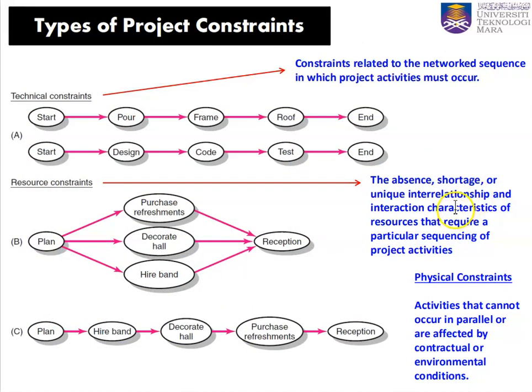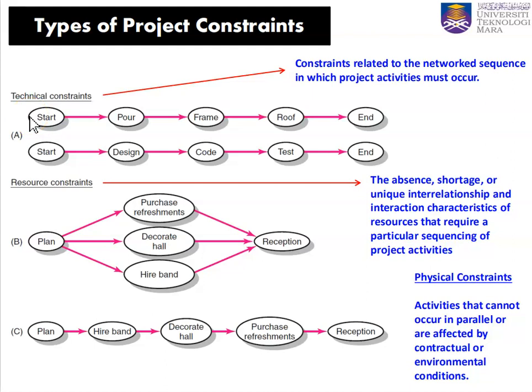Okay, so we'll look into the types of project constraints. First is the technical constraint, which is related to the network sequence in which project activities must occur. This one we've done when we did the network diagram, the position or the network sequence. Technical constraints mean, for example, that we have a sequencing of activities that cannot be rearranged.